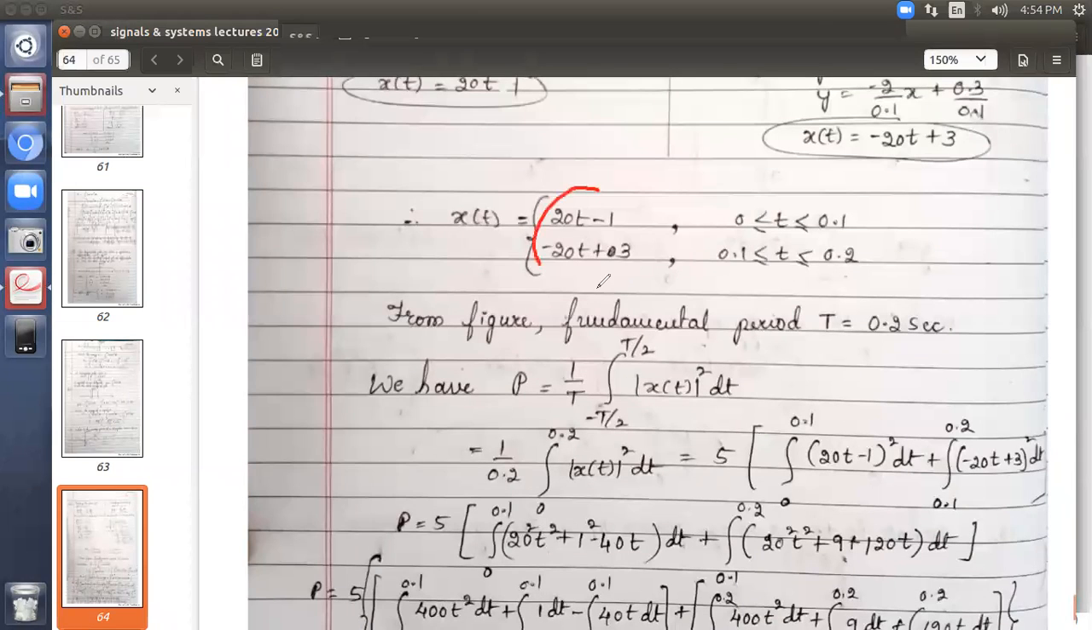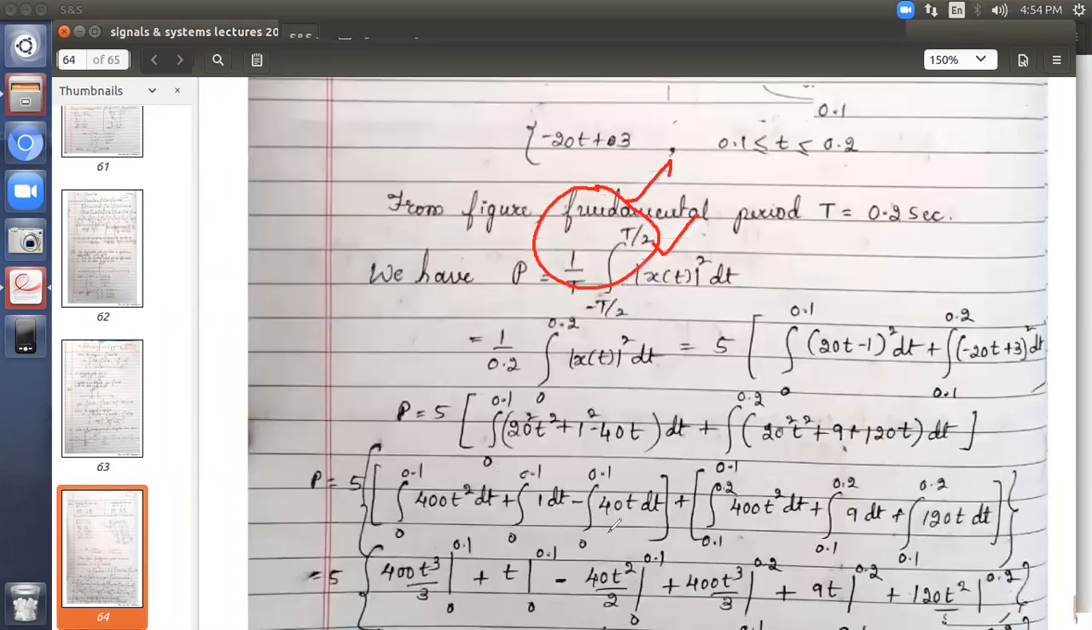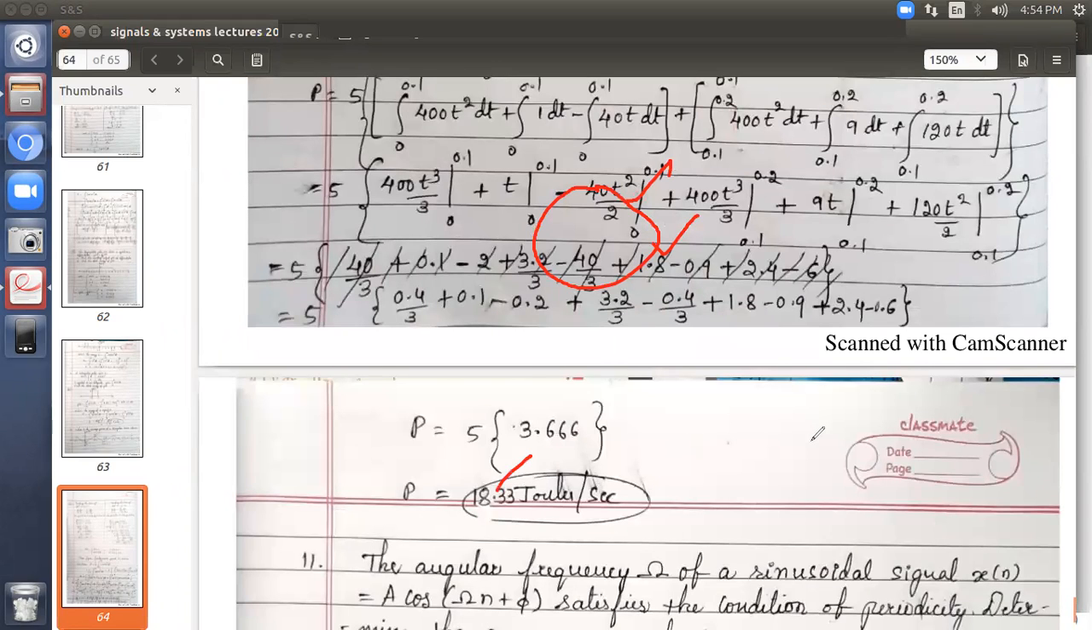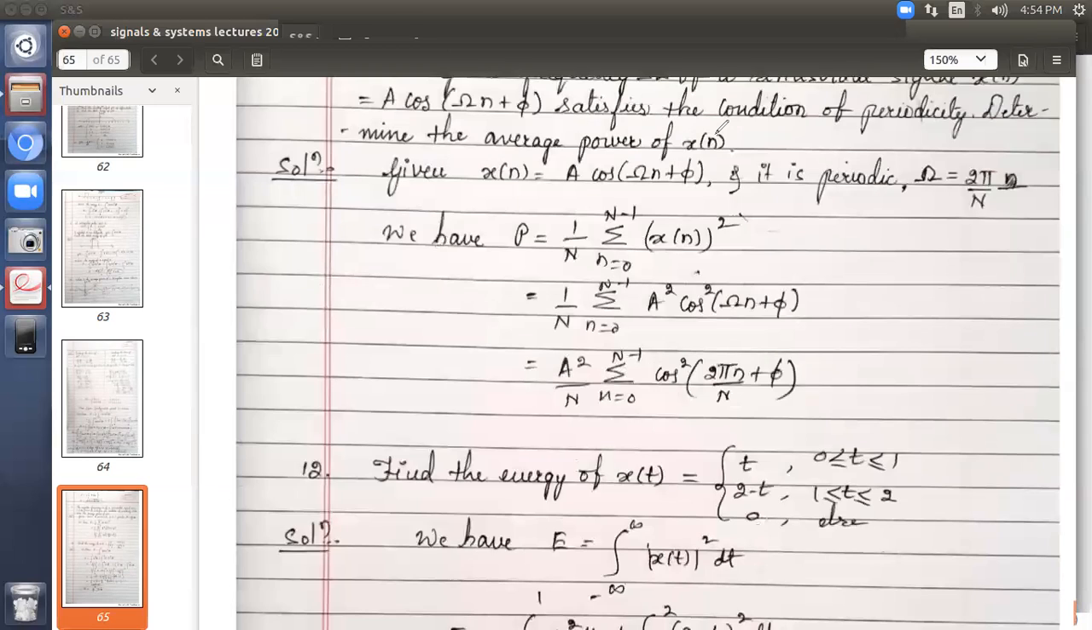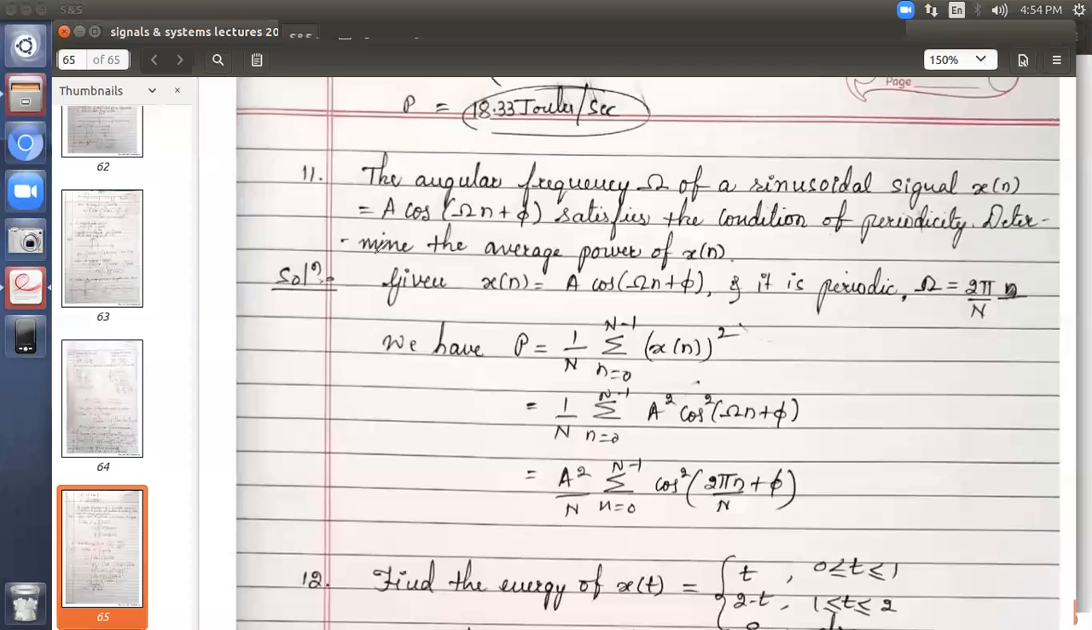For this particular triangular wave, a combination of these two straight lines, when you solve it, you should get this much. In one of your textbooks, this problem is there and the direct answer is given as 1 by 3. But I did not get 1 by 3. I got 18.33. Let's see if any one of you can get this 1 by 3. Hopefully, I'm right, 18.33 is the answer. You try by yourself, okay? You can see it on the screen.